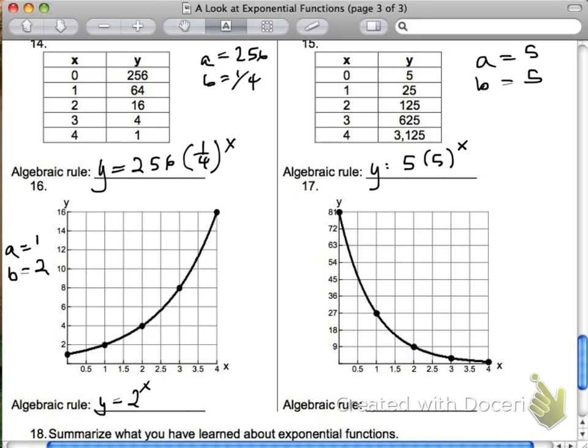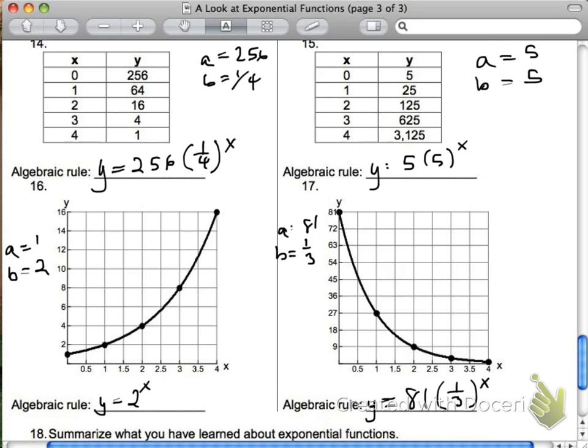Okay. What about the next one? What do I have? Decay. Okay. What's my A value? 81. A equals 81. B equals 1/3. So I have Y equals 81 times (1/3) to the x power. Any questions on that?